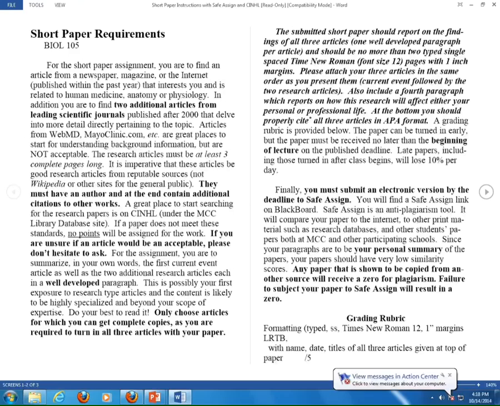I'm not looking for a lot of quotations. I'm not looking for any kind of research paper. It really is just a synopsis of what you learned from the three articles. In the fourth paragraph, you simply put down, I chose this topic because, and you tell me why you personally chose that topic. That's it, okay?